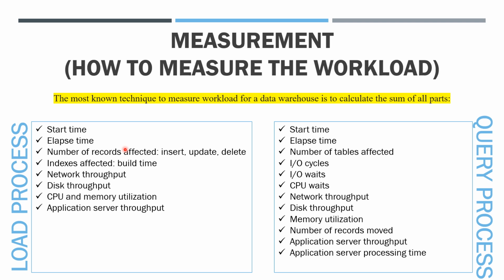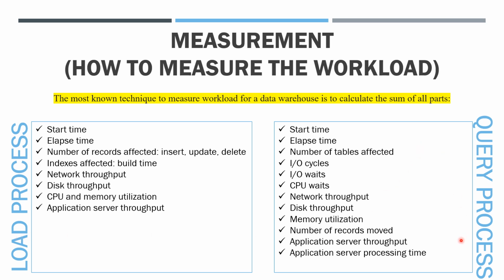How we measure that is to calculate the sum of all parts. For the load process, we sum the start time, elapsed time, number of records affected (insert, update, delete), build time, network throughput, disk throughput, CPU and memory utilization, and application server throughput. We sum all this, so we get the load process.